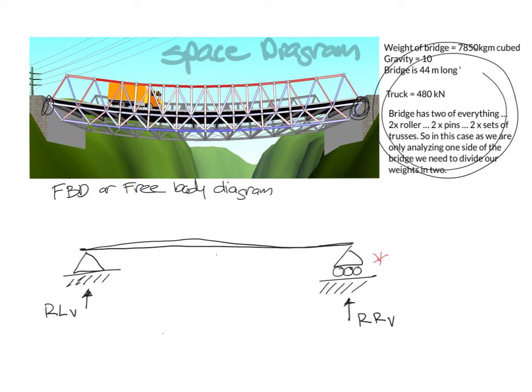Here on this side, we have the roller. So the roller itself is going to allow the bridge to have this horizontal movement backwards and forwards. So there's no force there. But on the other side, we do have a horizontal force because the pin's holding it in place. And I'm just going to call this reaction left horizontal. Okay? So that's just the naming conventions that I'm using here.